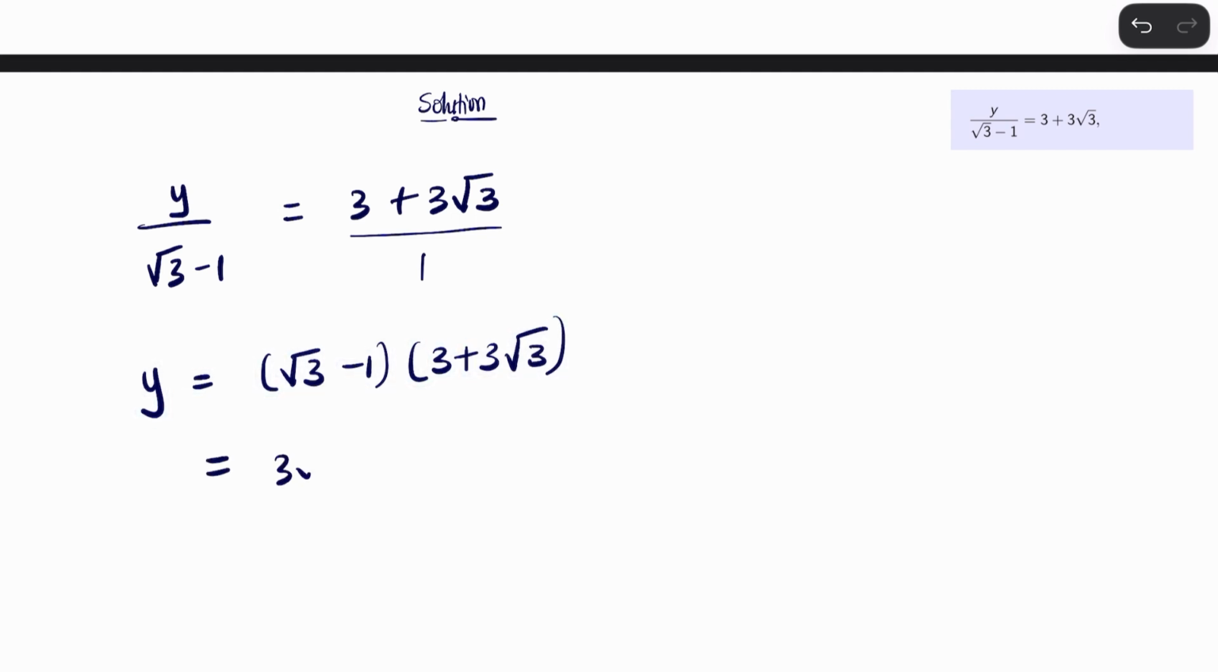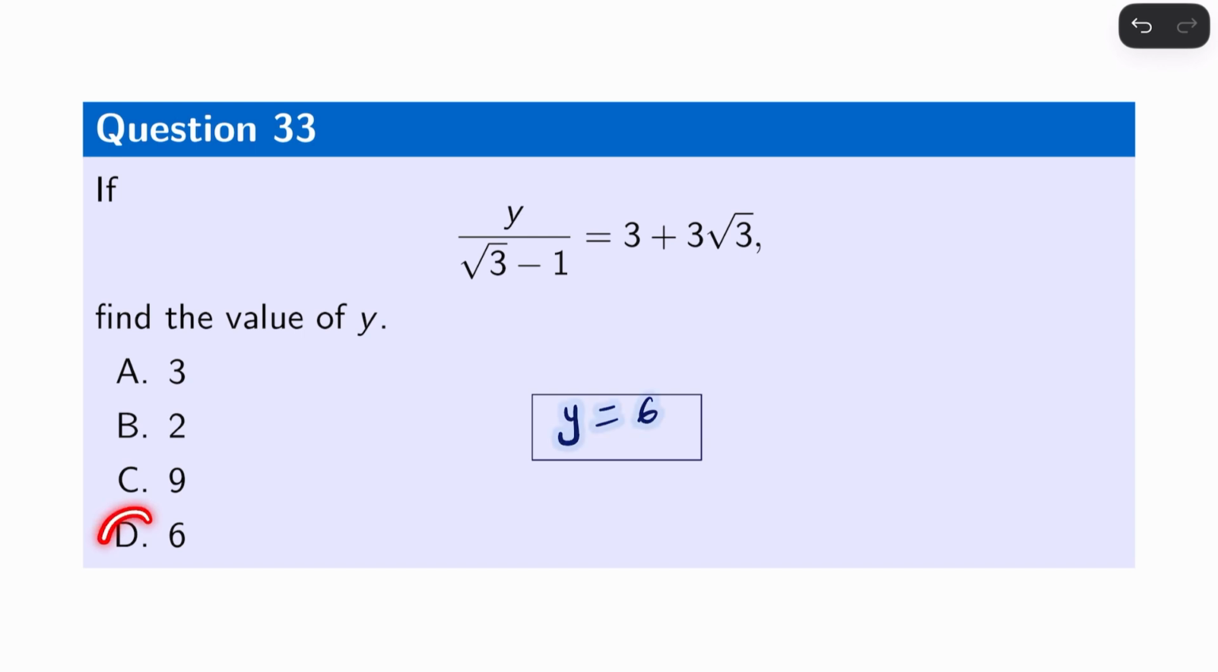So you're going to have 3 square root of 3 plus 3 times 3, right? Because square root of 3 times square root of 3 is equal to 3. So it's going to multiply this one here. Then minus 3 square root of 3. And so here, these two will cancel out. So you're going to have 9 minus 3, which is equal to 6. So our result is equal to 6. Hence, the correct option is option D.